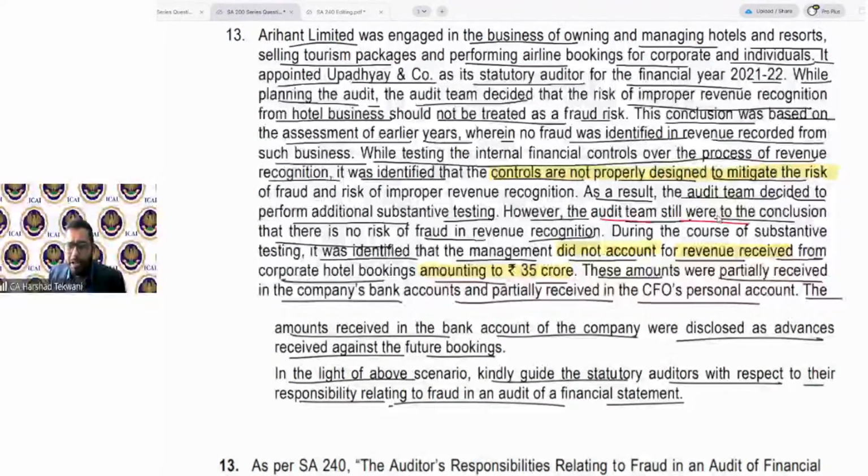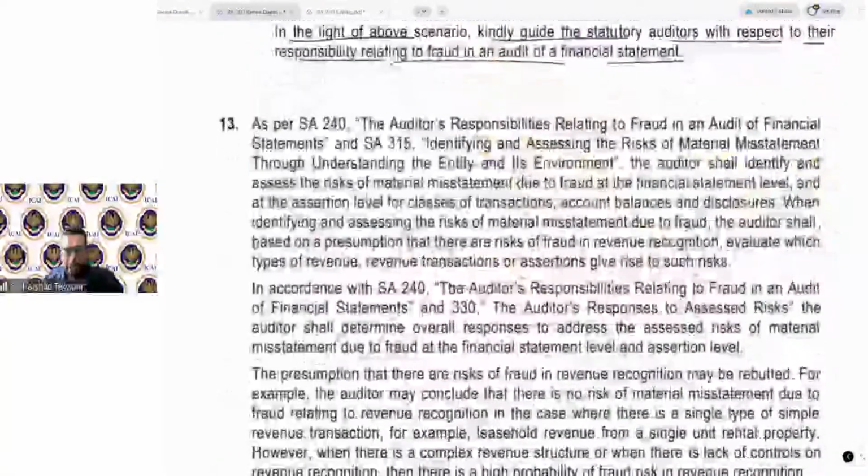The audit team was still of the conclusion that there is no risk of fraud in revenue recognition. Now that is something not appropriate, because improper revenue recognition is a presumed risk of fraud. But if you do not want to keep it as a presumed risk of fraud, you need to have appropriate evidence in your hand. So let's see the answer.